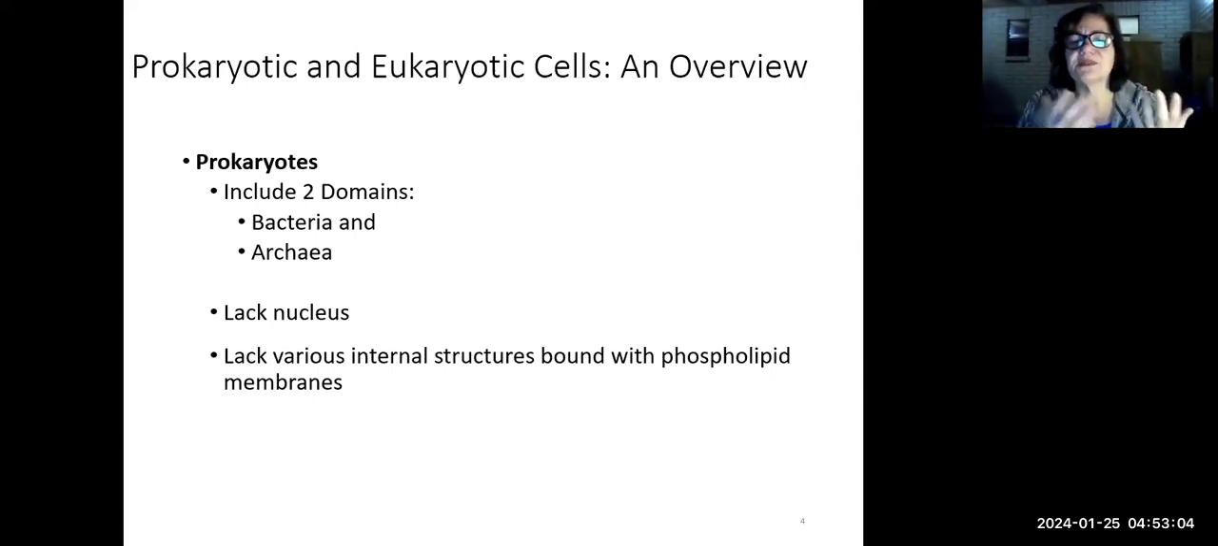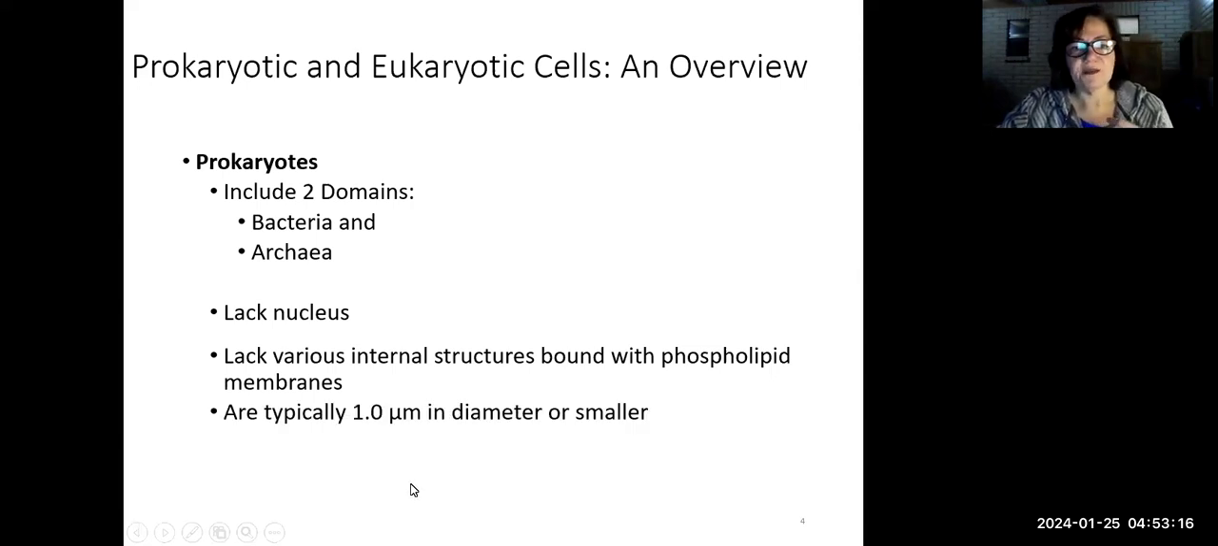So there are some advantages to the eukaryotic cells. One is that separate nucleus, the other one is separate organelles, separated by a phospholipid bilayer. Prokaryotes are minuscule. They're about 1 micrometer in diameter or smaller. That's why they went undetected for so long. It wasn't until the 1800s, when the microscopes got better, that people started to notice that there were these things that were so little.